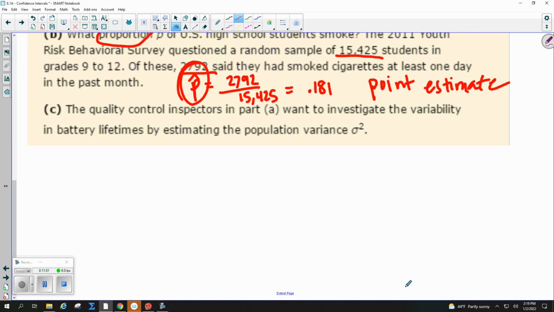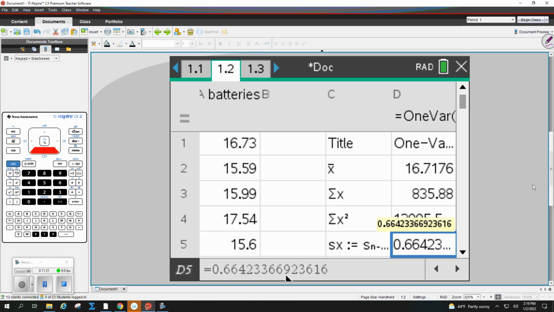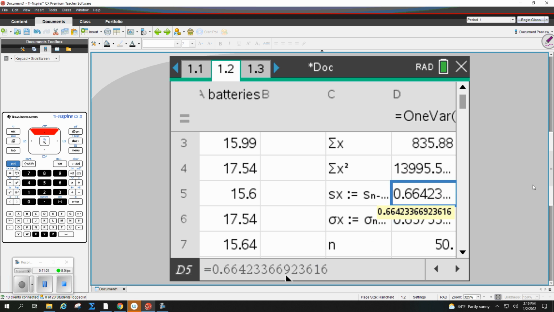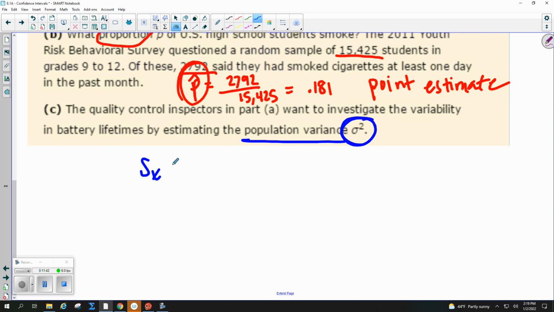All right, the quality control inspectors in Part A want to investigate the variability in battery lifetimes by estimating the population variance sigma squared. So again, we don't know the population. We only took 50 batteries, but from those 50 batteries, we do know their standard deviation. Now, I want you guys to be careful here. On the homework, make sure you use S sub x, all right? If you're ever not sure, use S sub x. It is from the sample, okay? So this is the standard deviation from the sample, which is 0.664. So S sub x equals 0.664.